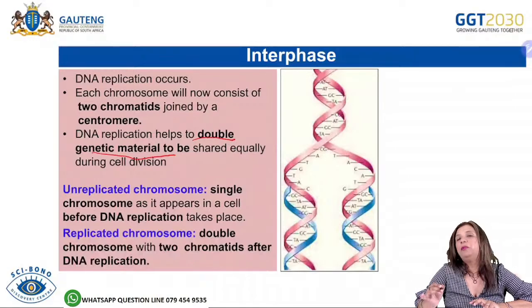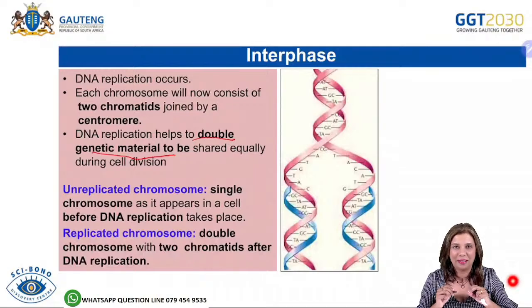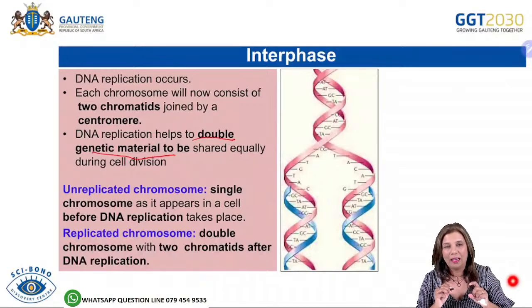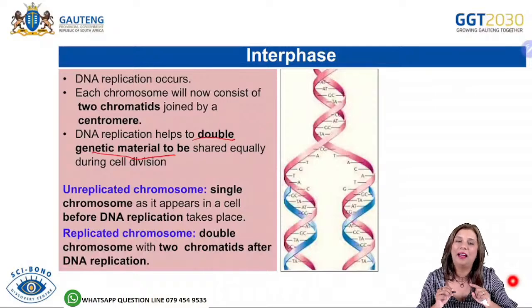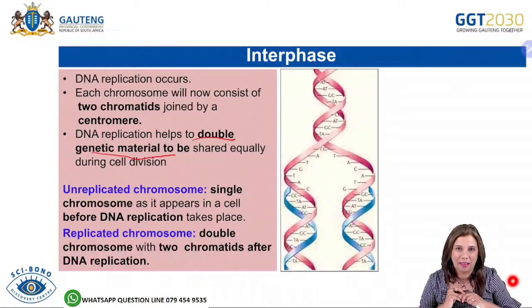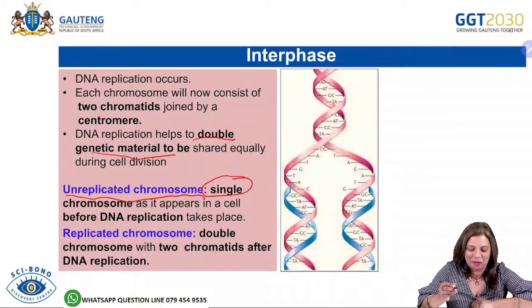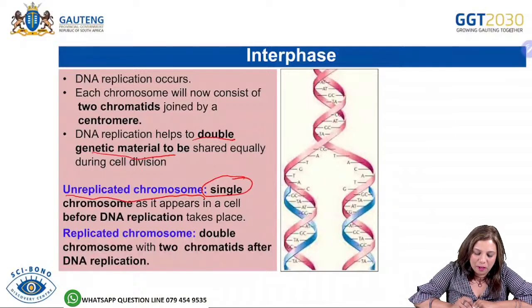So we're going to do the definition first, because it's important to read with understanding. Whenever you come across a term that you don't understand, read the sentence, then read it with understanding, underline the key words, and then draw a little sketch, because we learn better with diagrams. So we're going to try and practice that now. Okay, so let's do unreplicated chromosomes. It is a single, already we can picture a single line in our mind, am I right? A single chromosome as it appears in the cell before DNA replication.